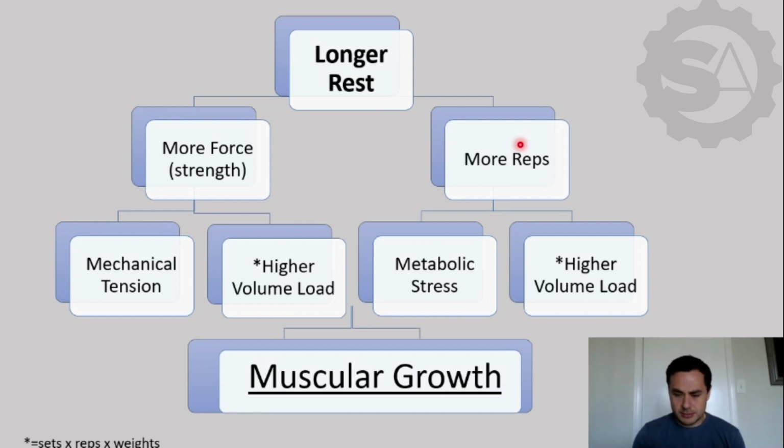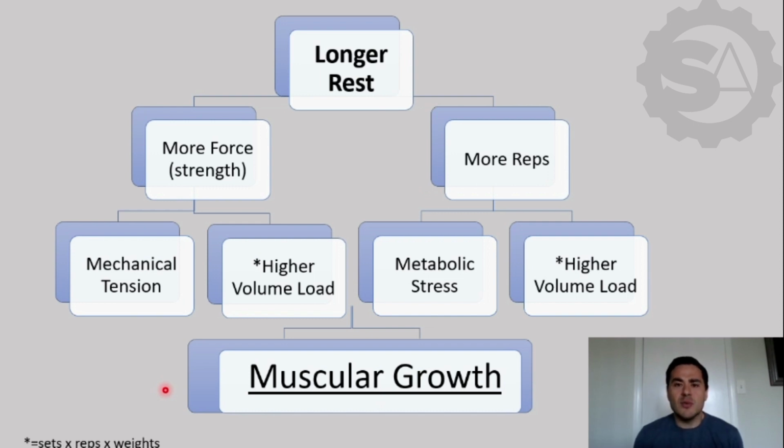Well, we know that by doing a high amount of reps, we can target metabolic stress, but also it impacts the overall volume load because the more reps that you do, the higher the volume load is. We have all these things combined together, and that's going to basically equal more muscular growth. So the longer rest periods can definitely be beneficial.